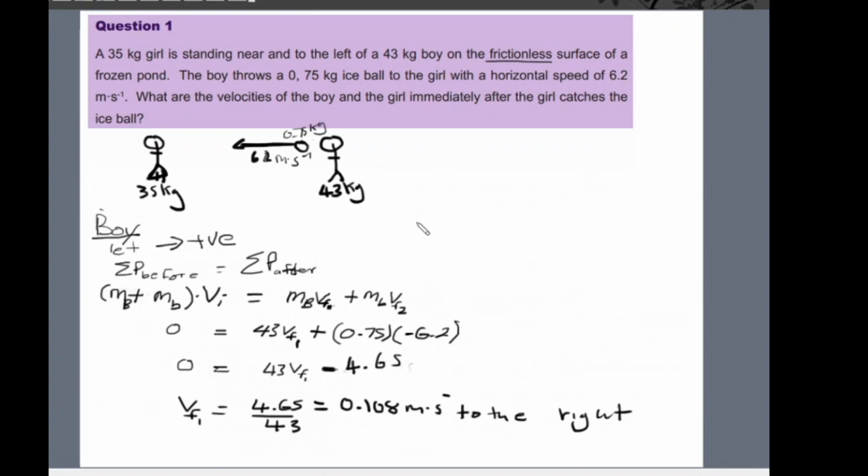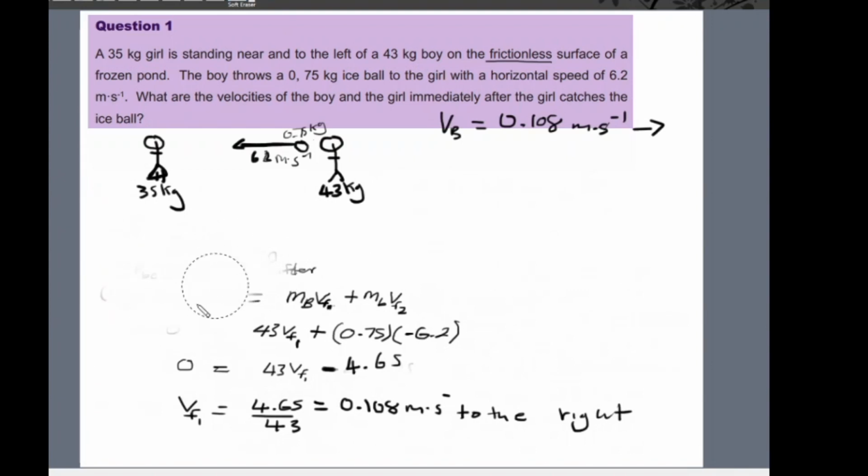Okay, so the velocity of the buoy after the girl catches the ball is 0.108 to the right. So I will write it down: the velocity of the buoy is 0.108 meters per second to the right. Okay. Now we move to calculating the velocity of the girl.